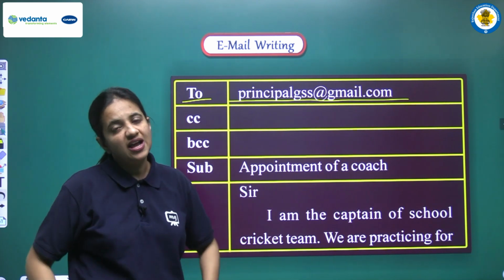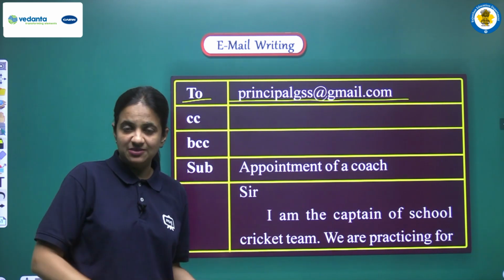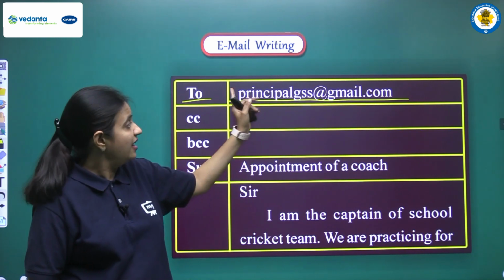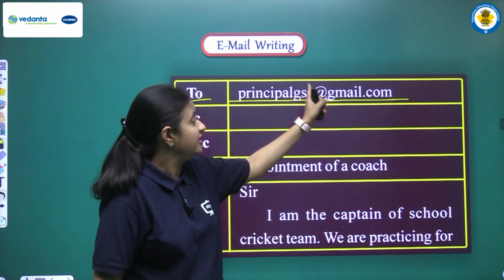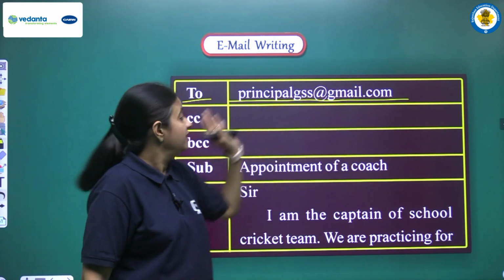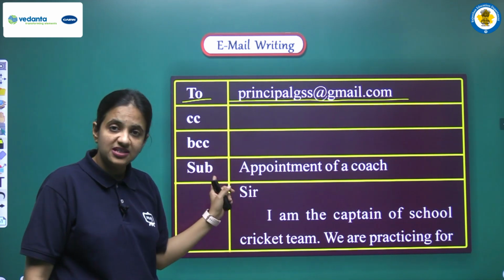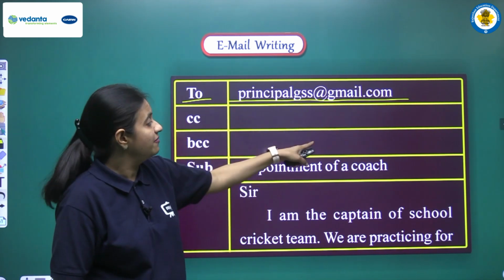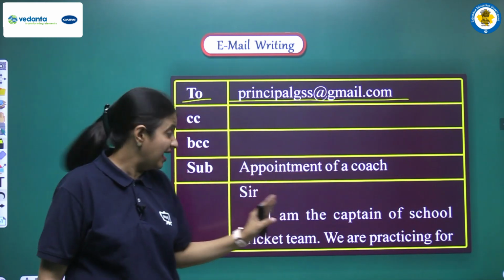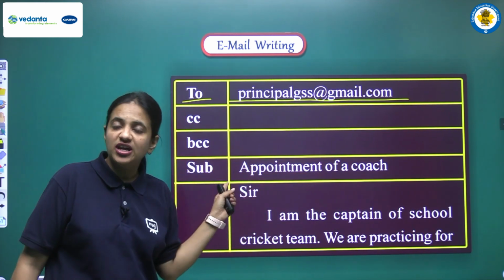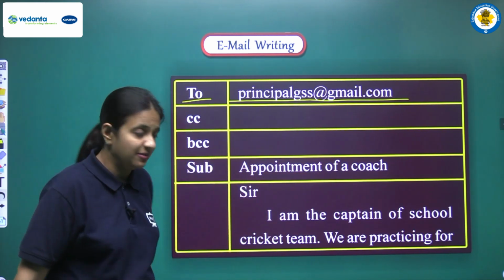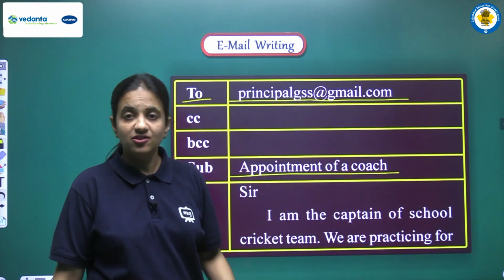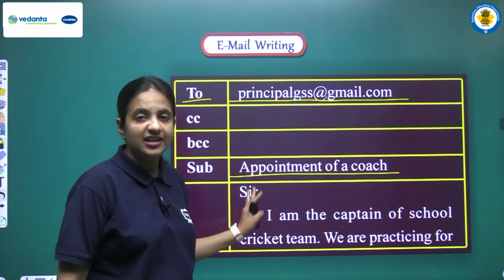principalgss@gmail.com. Because we are writing this email to the principal, we can make the email address in this manner. Next we are having CC and BCC, that is carbon copy and blind carbon copy, and we are leaving these spaces blank. Next we are writing the subject. What is the purpose of writing this email? That is appointment of a coach. Okay, all clear?